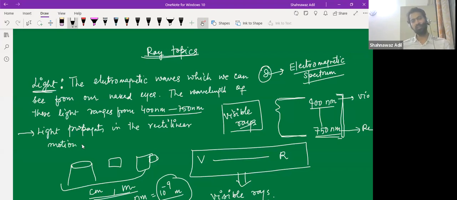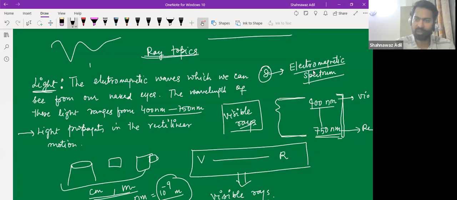Right. So when we draw all these ray diagrams, we'll not draw like this, right? We'll draw the light propagating like this, following a straight line. Is this part clear? Yes, sir. Okay, so this was about the electromagnetic spectrum and light and light propagation.